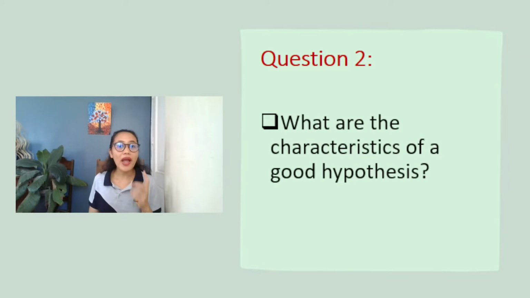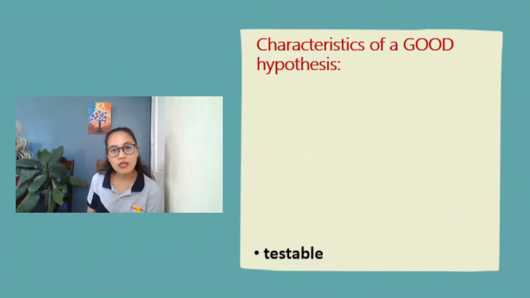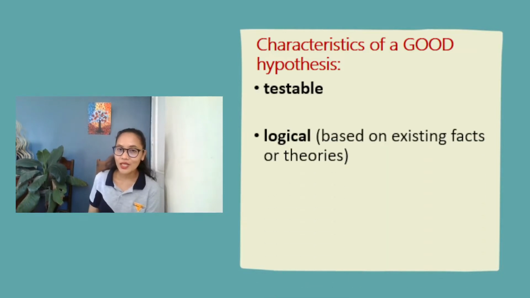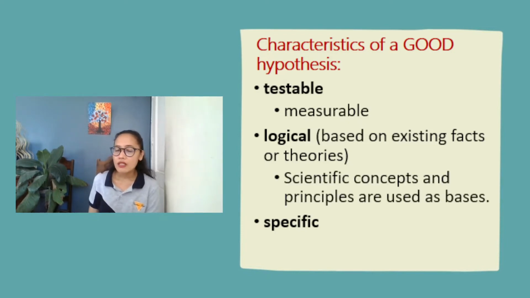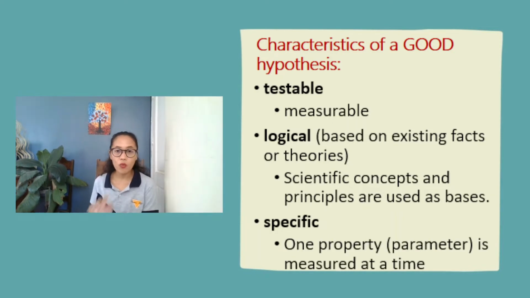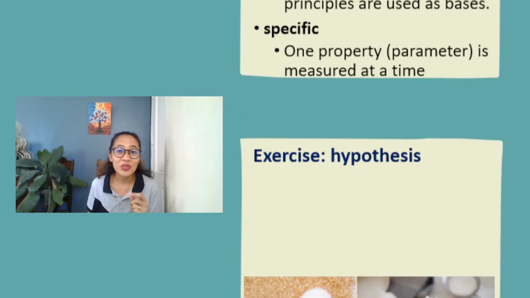What are the characteristics of a good hypothesis? A good hypothesis is testable, logical, and specific. When we say testable, it means it can be measurable, and scientific concepts and principles are used as basis for it to be logical. And specific means one property or parameter is measured at a time. So let's have an example to better understand the characteristics of a good hypothesis.